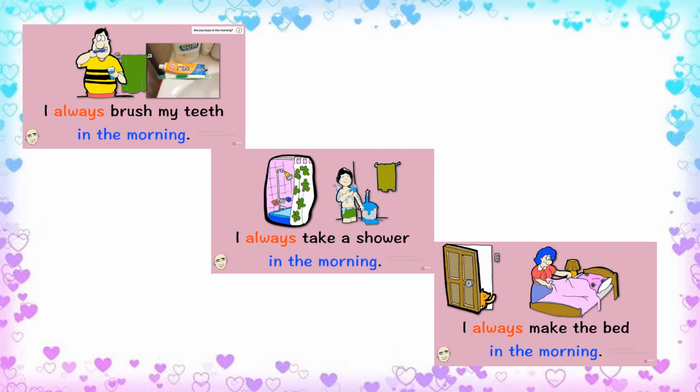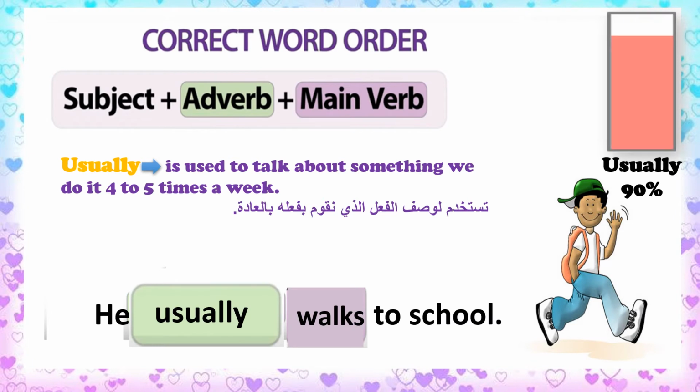The second adverb is usually. Usually is used to talk about something we do 4 to 5 times a week.